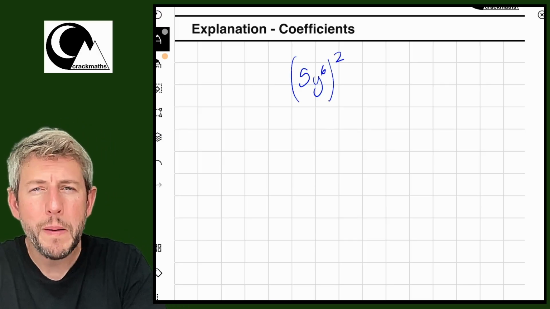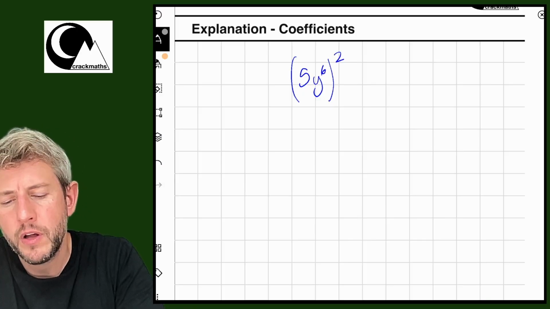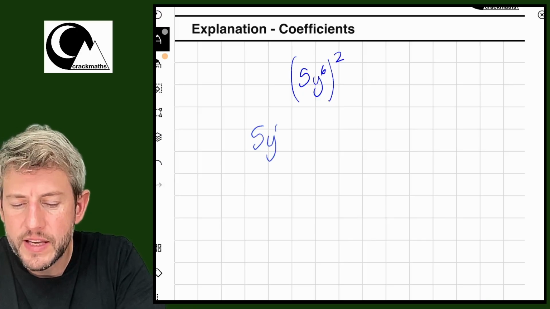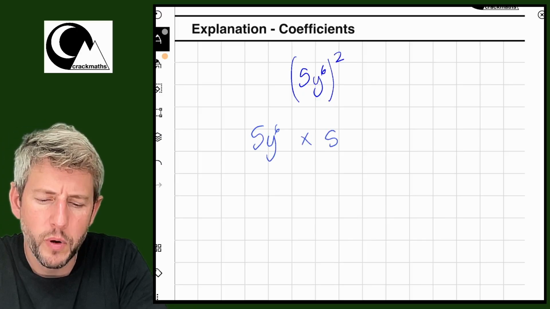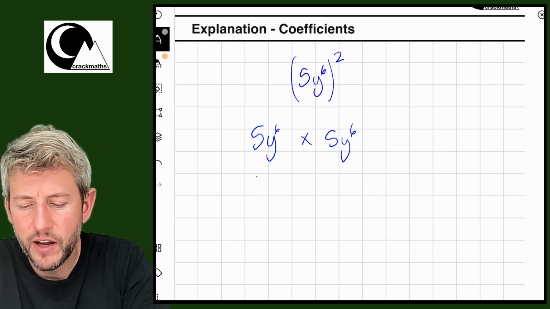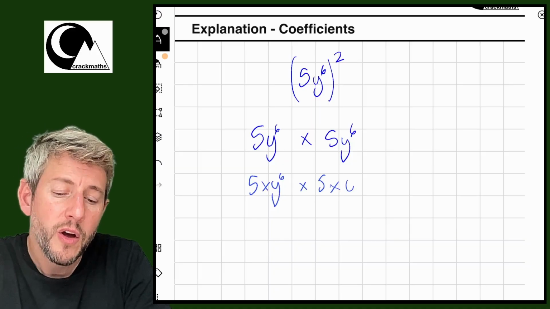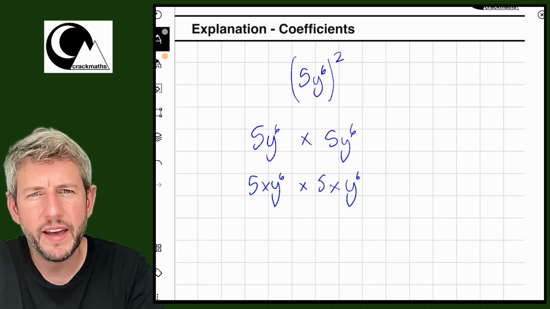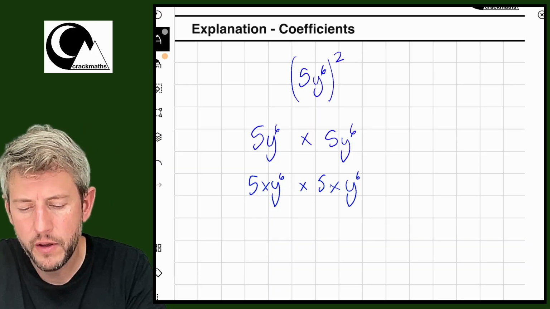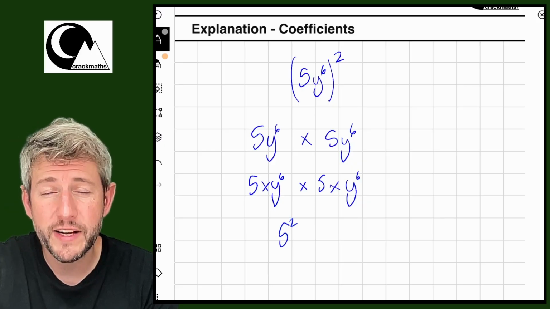Okay, so remember the rule, really. We're going to have 5y to the 6 times 5y to the 6. This is actually like 5 times y to the 6 times 5 times y to the 6. And so what we're getting here is 5 times 5, which is 5 squared. I'll change that out in a moment.